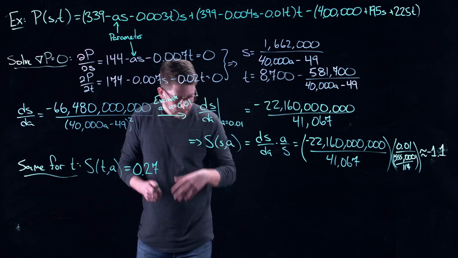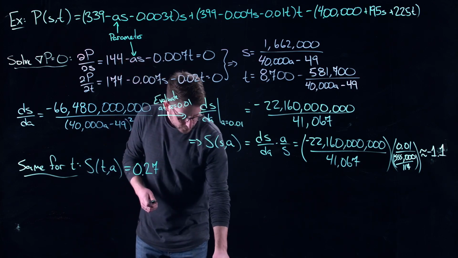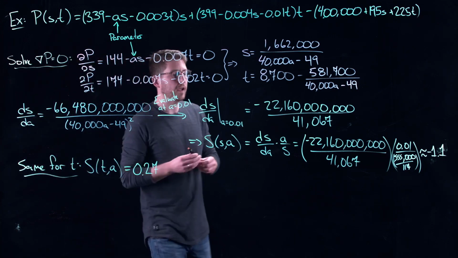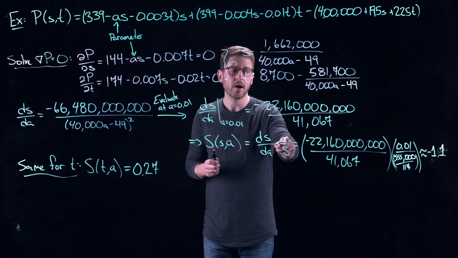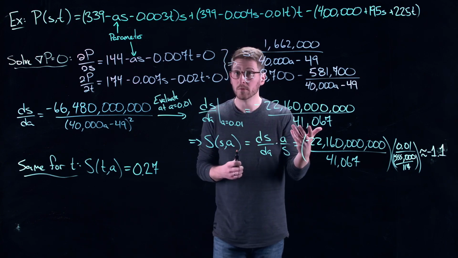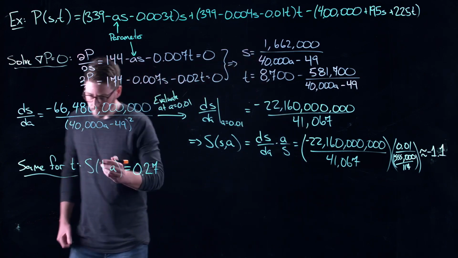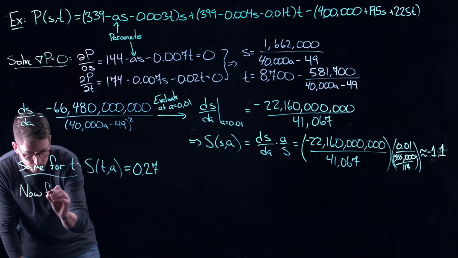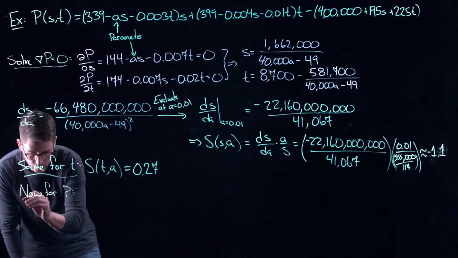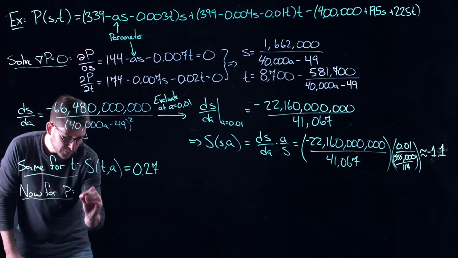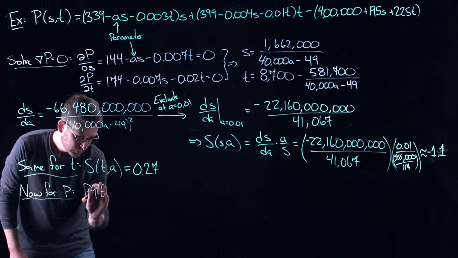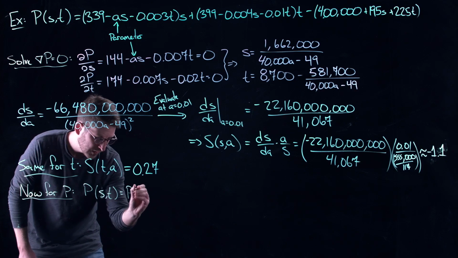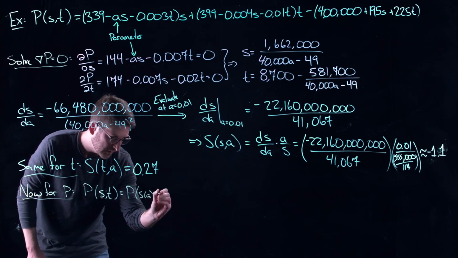Now, I could do this even more, right? I could do this for my profit. So does my profit go up or down, and how much does it change by if I increase A by 1%? Well, first thing, for the profit, now my profit function is now a function of A as well, right?